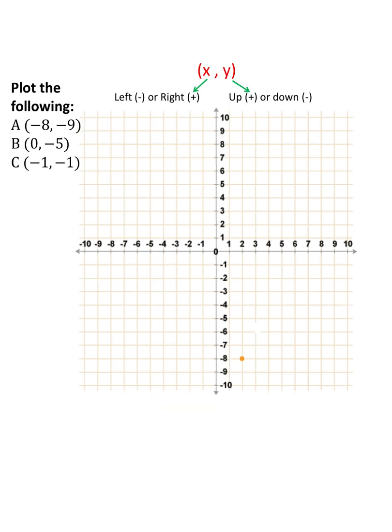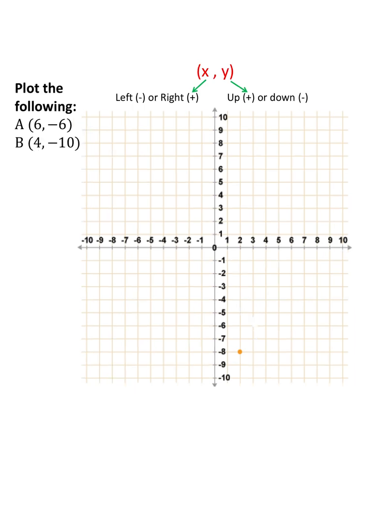Okay, so 3 more. So here for A we have (-8, -9). So we go to the left, -8, then down to -9, so we have here. Next one then, (0, -5). So I'm not going to the left or the right because my x part is 0, but I'm going down to -5, so here. Then for C then, (-1, -1). So to the left, -1, then down -1, to C.